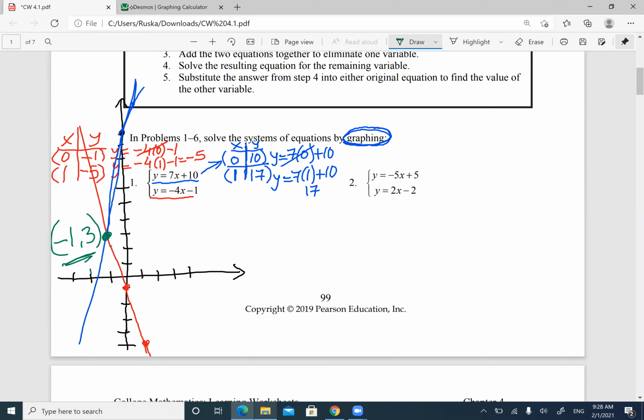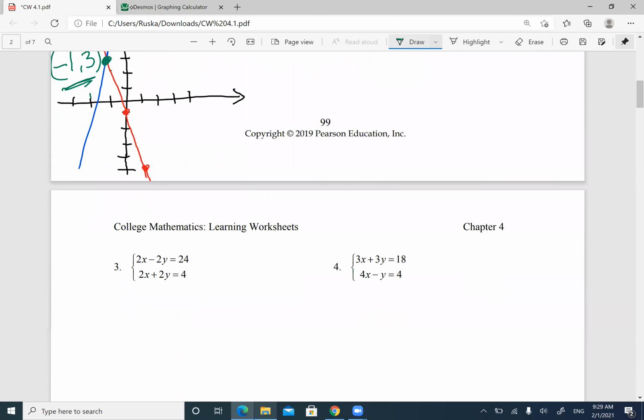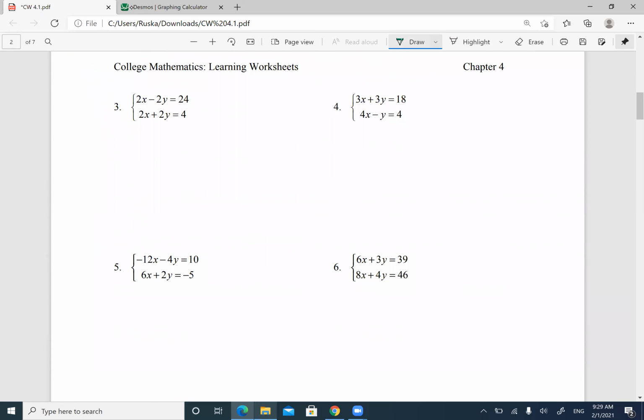But this is the graphing method, because later on we need to graph a system of equations. You're graphing right now, and later on we're going to solve it with a different algebraic method, calculating the solution, okay? So let's do one more with graphing. The next, number 3 and number 4, pick one. Number 4, let's do 4.